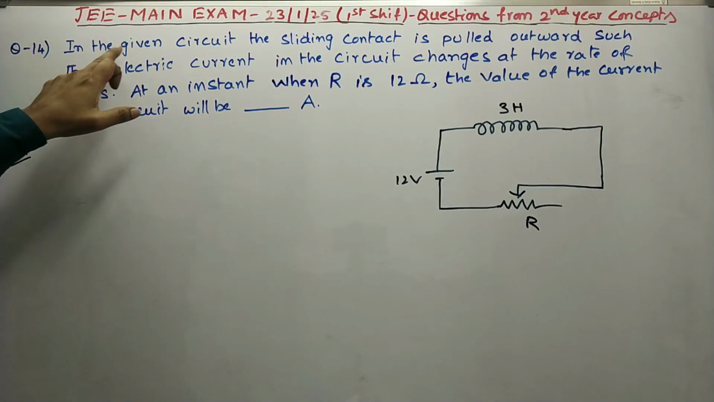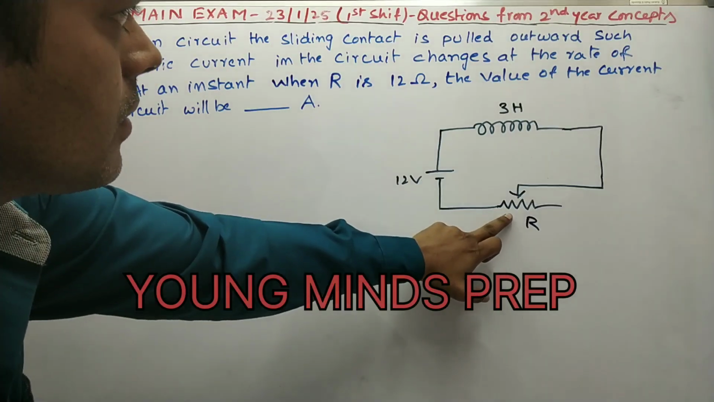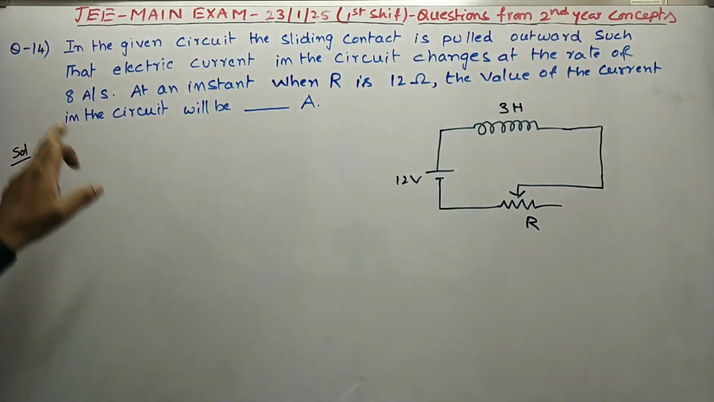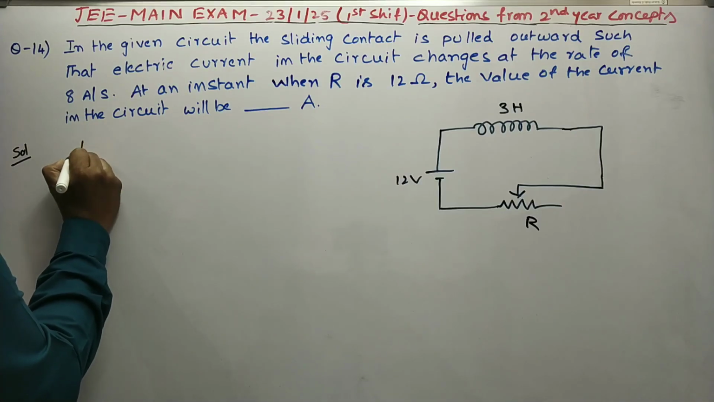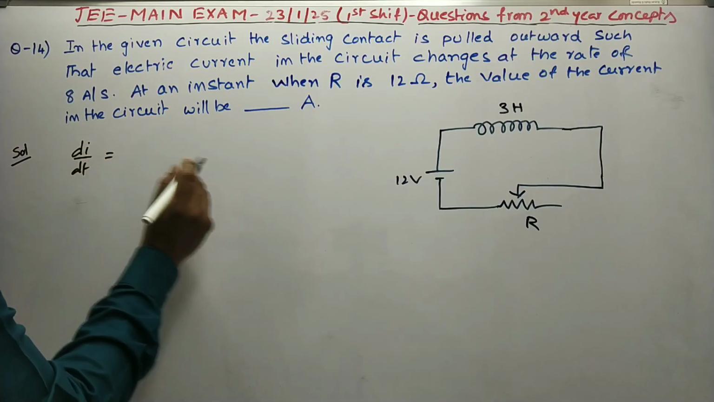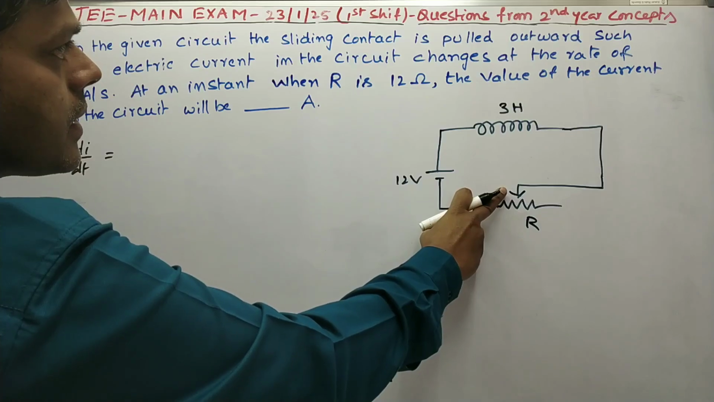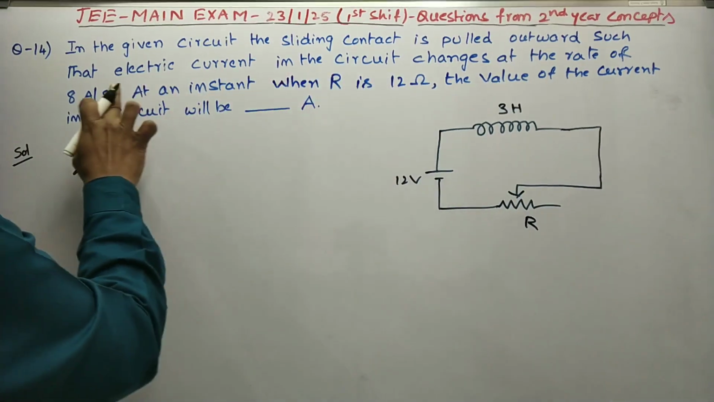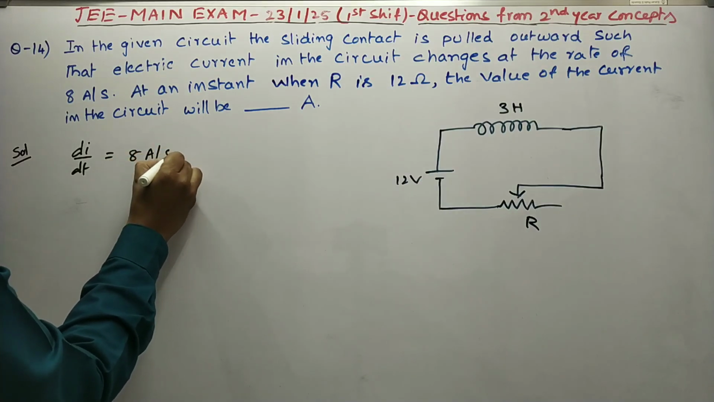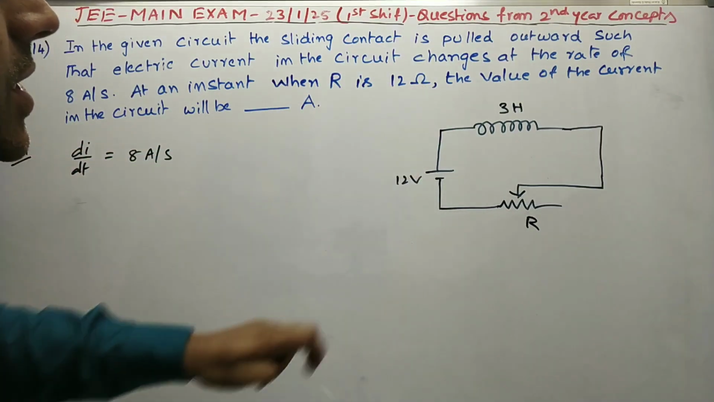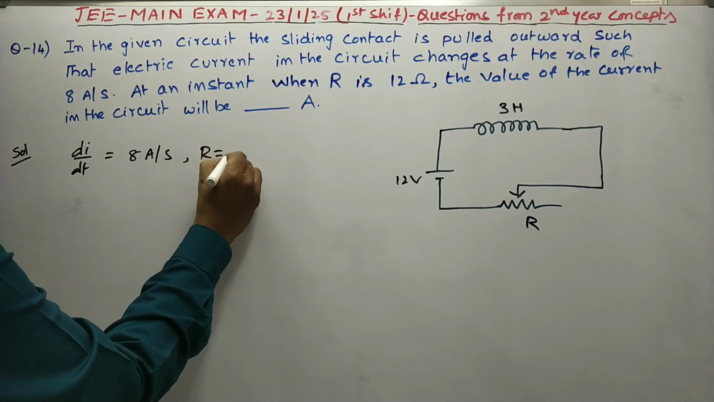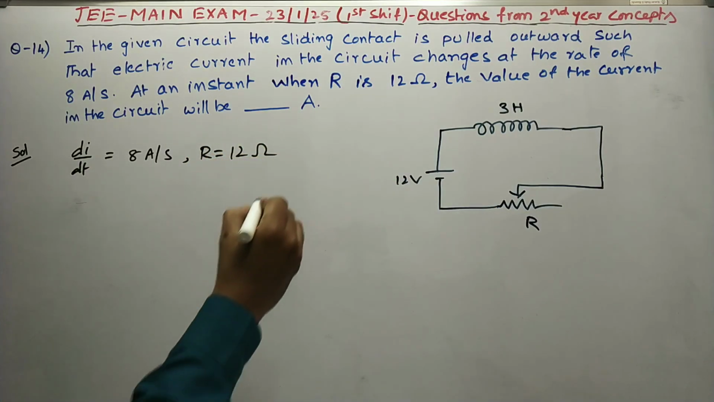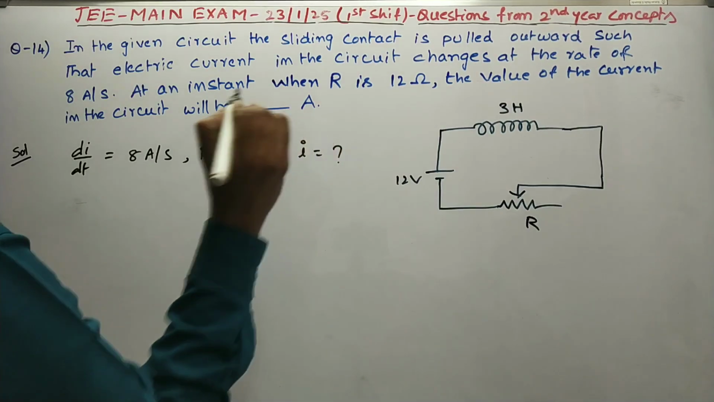The 14th question. In the given circuit, the sliding contact R is pulled outward such that the electric current in the circuit changes at the rate of 8 ampere per second. That is the given rate of change of current in the circuit while the sliding contact is pulled out, 8 ampere per second. At an instant when R is 12 ohm, the value of current I is how much?